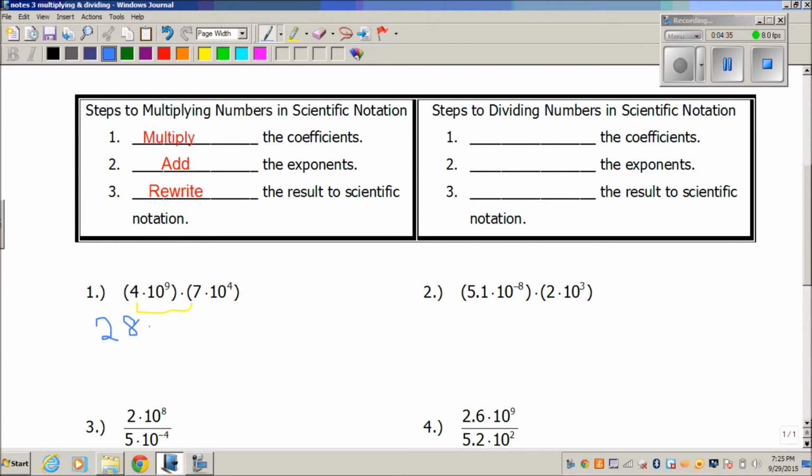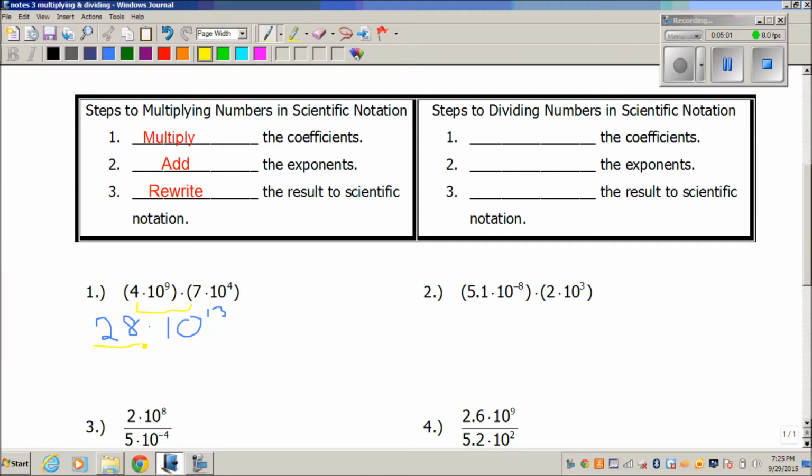I have like bases. So once I have like bases, I can add the exponents. So it's going to be 10 to the 13th power. 9 plus 4 is 13. Okay, that's all I had to do. But now I'm going to take a look at my answer, and I see that my 28, which is the coefficient, is too big. The coefficient is supposed to be greater than or equal to 1, less than 10.